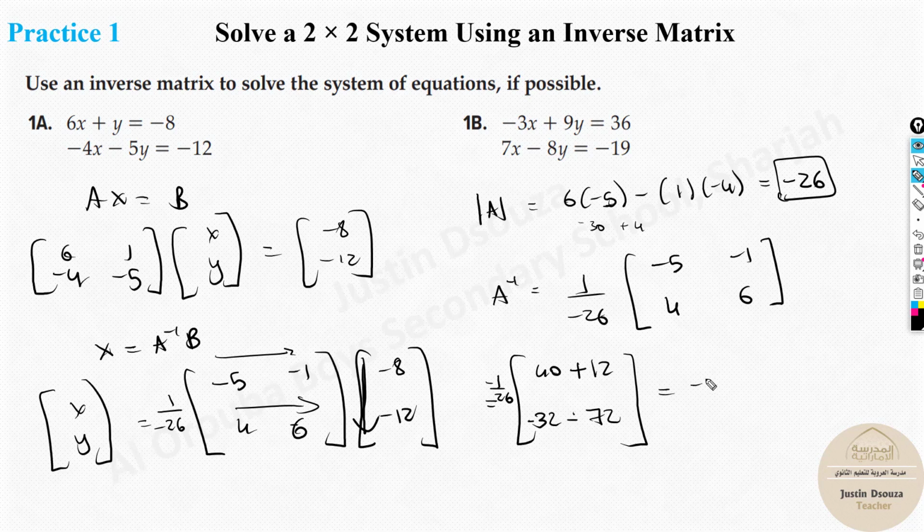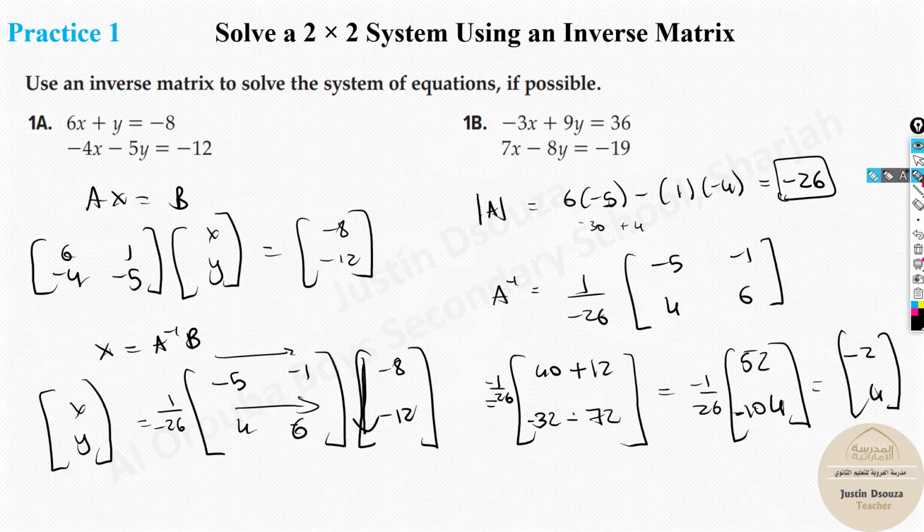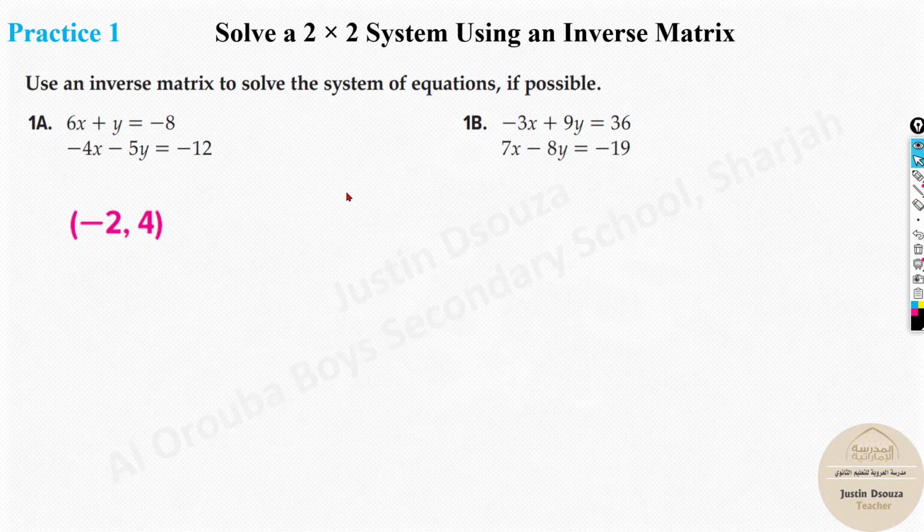Now here, that's negative 1 by 26. And over here we have 52 and 104. Now see, 26 is a multiple of these, 52 divided by minus 26 would be minus 2. And what about this here? Oh yeah, I forgot the sign, minus. Minus is minus. Now 26 times 4 is 104, so it's positive 4. So the answer would be x is minus 2, y is 4. Let's just check the answer. Yes, that's the answer. Okay, so that's how we do it.